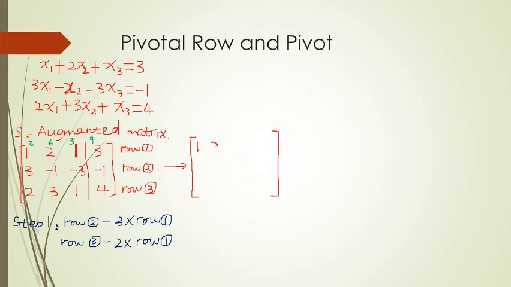I will keep my first row. My second row is going to be replaced by this row operation. So it will be 3 minus 3, 0. Minus 1 minus 6, minus 7. Minus 3 minus 3, minus 6. Minus 1 minus 9, minus 10. We follow the operation here. Now, I'm going to replace row 3 by these row operations.